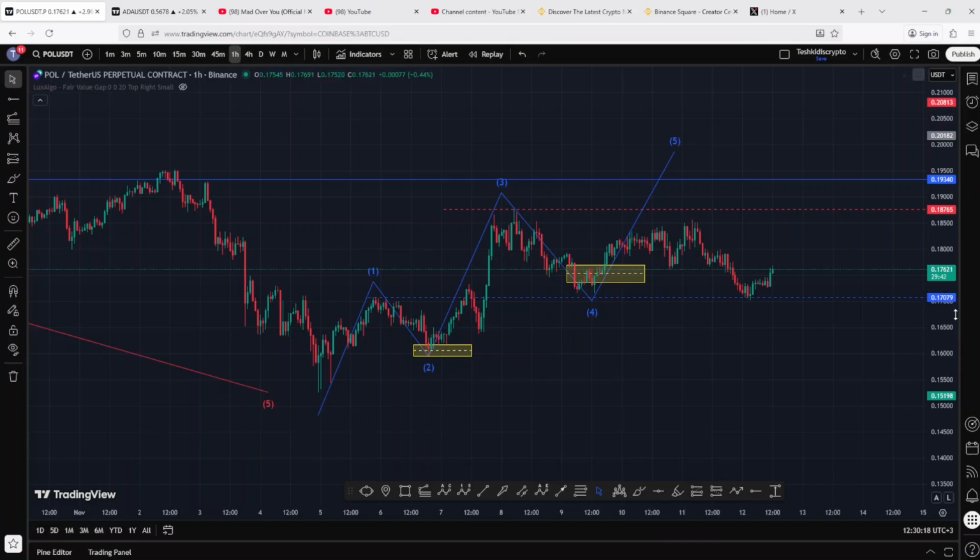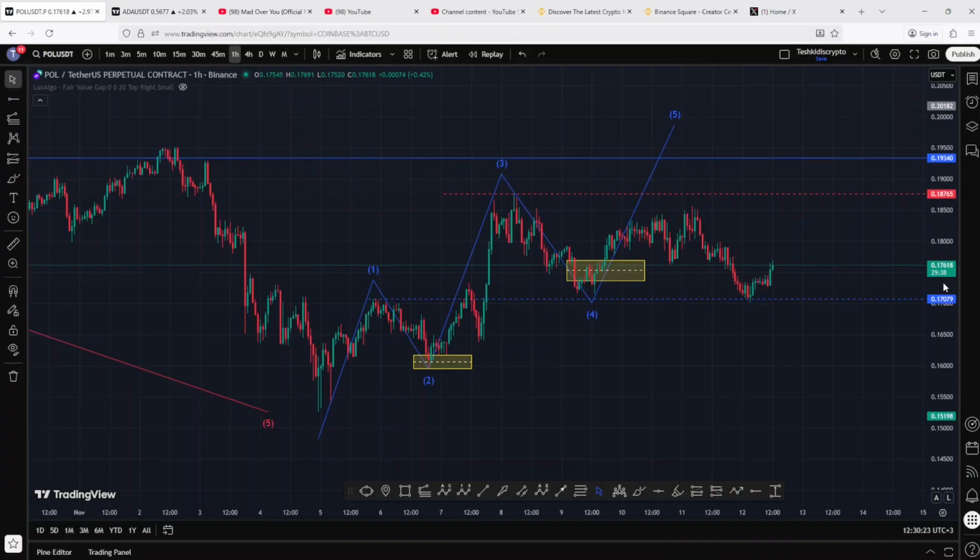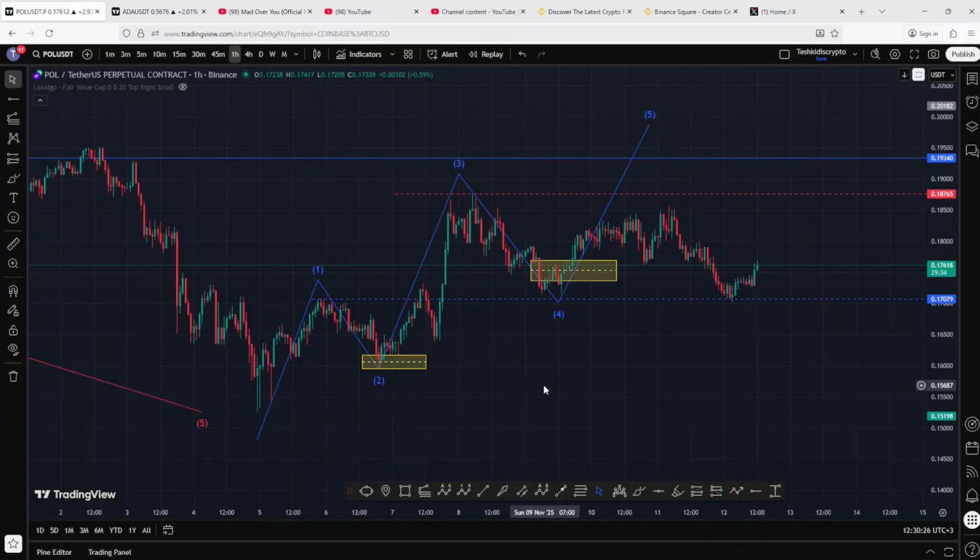Polygon Matic at the time of this recording is giving us a bit of a bounce to the upside, and on today's update video I will be discussing the next key areas of resistance that we need to see a break above, and also give you my next upside target areas. So make sure that you stick around till the end of the video.